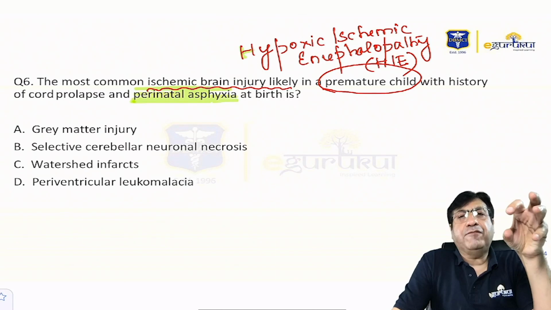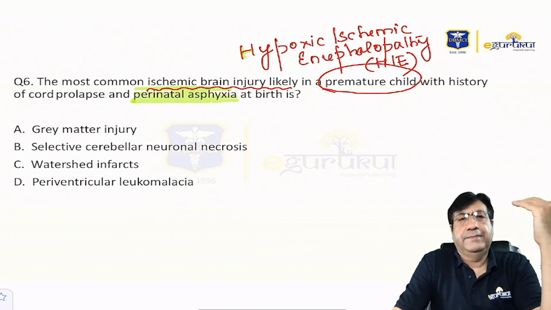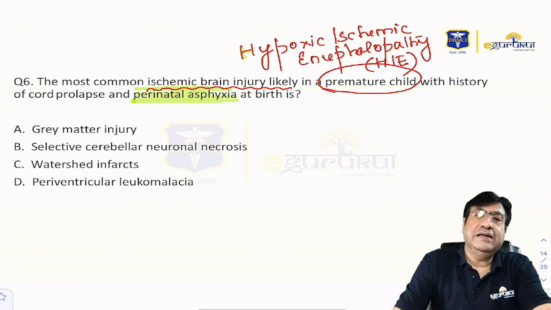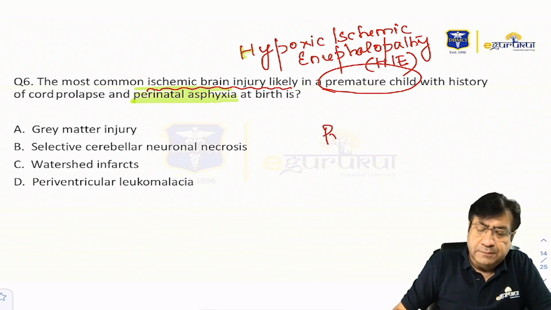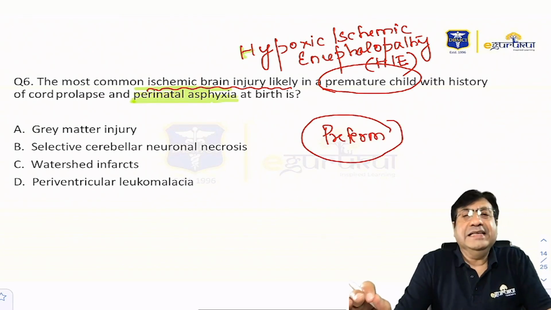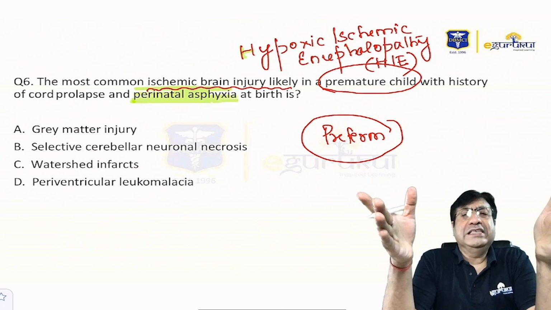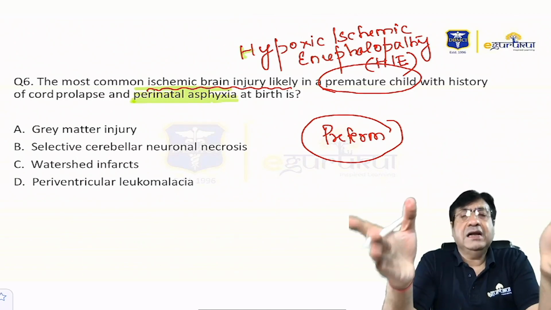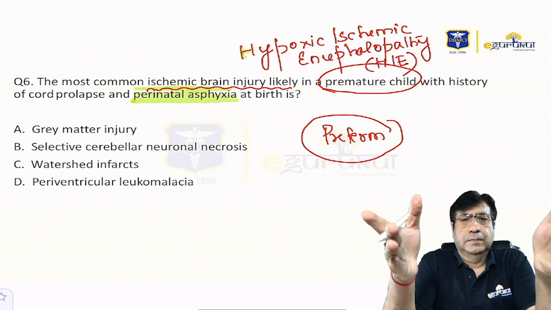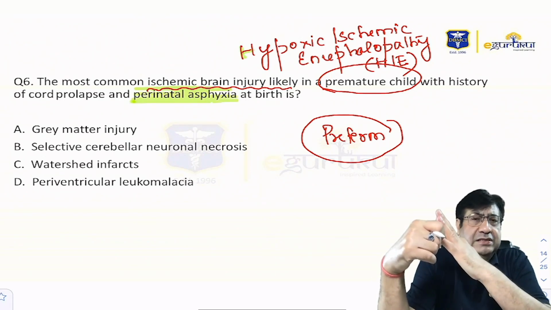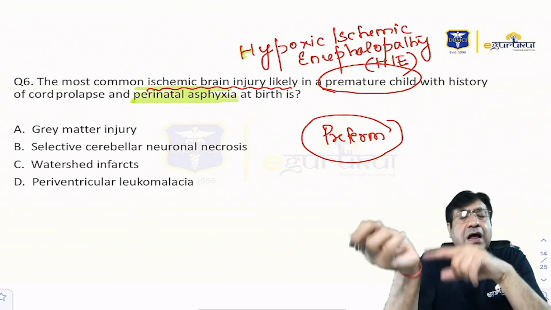Now, when hypoxic ischemic encephalopathy occurs, that means the brain is not getting oxygenated blood. When the brain is not getting oxygenated blood, there are different types of ischemic brain injuries that can occur. The type of ischemic brain injuries can differ in term newborns and in preterm newborns. In preterm newborns, the most common site of ischemic brain injury is the area of the white matter around the ventricles. That's the most susceptible zone to ischemic injury. They are most susceptible to ischemia. So what happens? Necrosis of the white matter around the ventricles occurs.